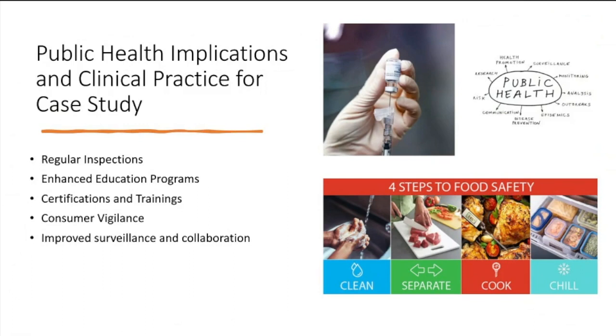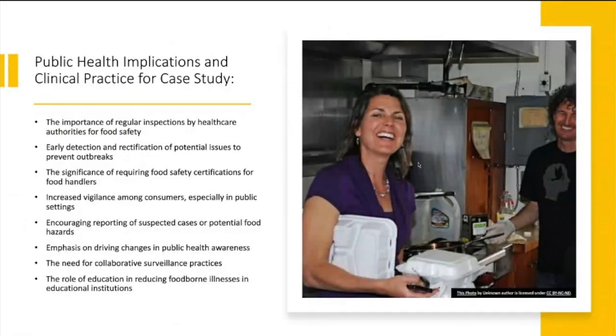More importantly, public and clinical health practices should be mindful of ensuring equitable access to medical care among rural areas alongside vulnerable populations to further manage and prevent severe cases of diarrheal illnesses. Routine inspections by healthcare authorities are important in order to ensure that food safety guidelines are adhered to. Thus, these inspections can help rectify potential issues before they lead to outbreaks.